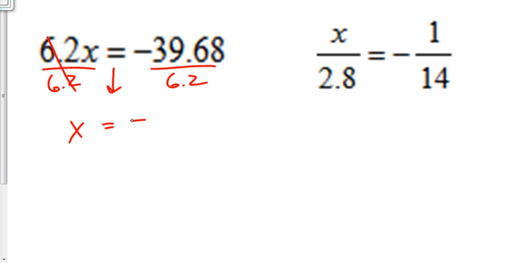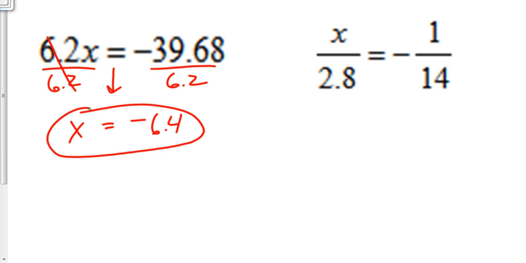Okay, and then if I do 39.68 divided by 6.2, you can just use your calculator for that. I'm going to get negative 6.4. All right, and then if I have that in my calculator, I just go ahead and multiply that by 6.2, and we get negative 39.68. So we checked it, and it works, and now I can circle the answer.